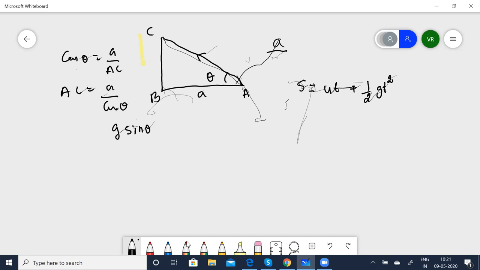So it is now going against gravity. That is why we have taken it as plus only. So S is equal to ut plus half gt squared. Since u is 0, it is 0 plus half into g component, which is g sin theta, into t squared. Okay, so we want t.